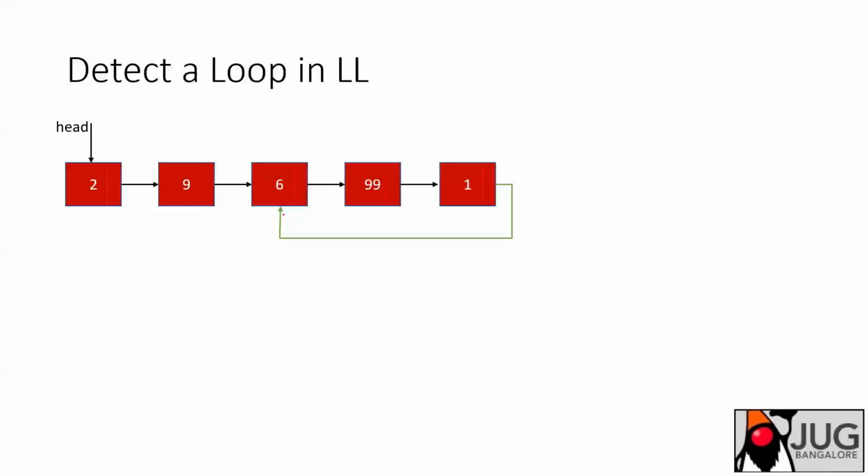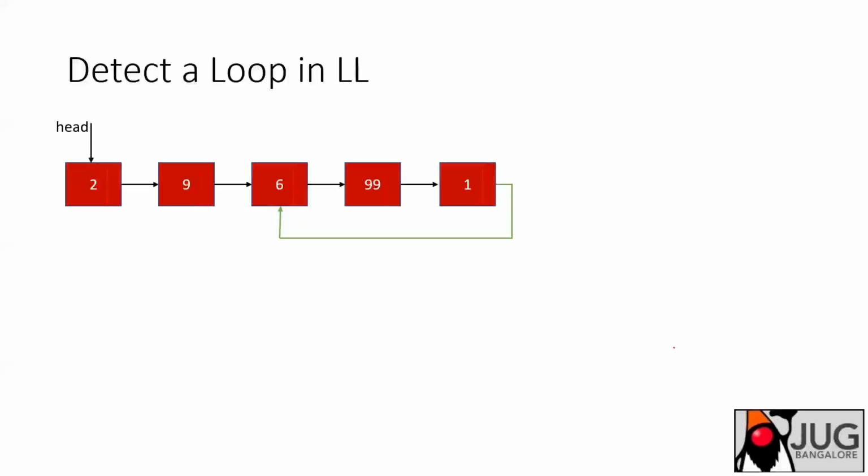Now, let's say I want to print all the elements in the linked list. What we did is loop while node.next is not equal to null, node equal to node.next. So you're looking for a node which is pointing to null, and then you are traversing. This kind of loop will never terminate, because we don't have any node pointing to null here. The last node is pointing back to 6. You're traversing 2, 9, 6, 20, 99, 1, and then 6, 99, 1 again. So it will keep looping. So this is the loop, right?